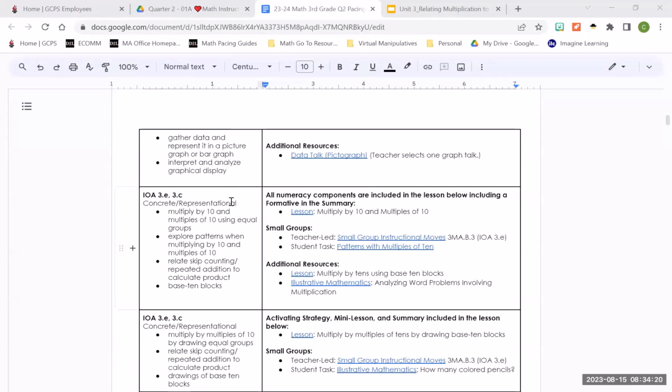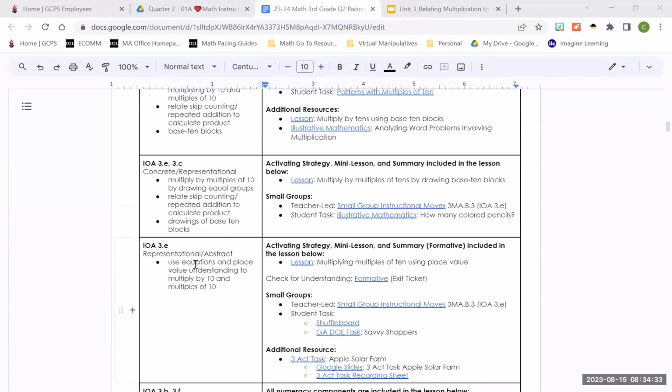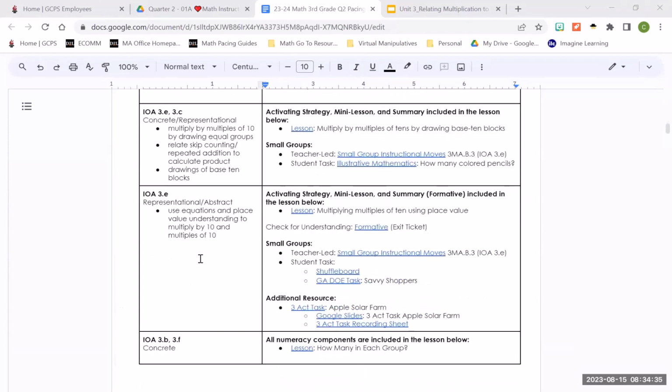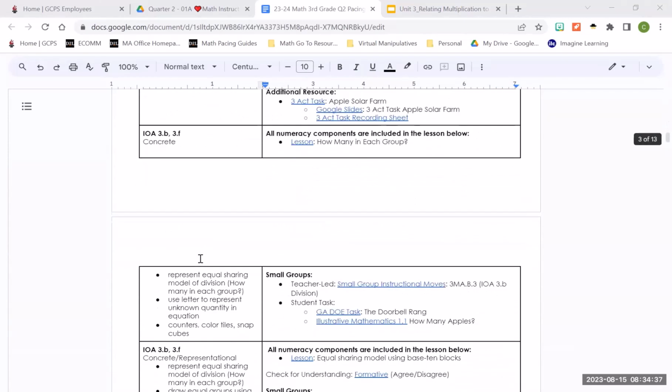Here on the pacing guide, we revisit multiplication, where students learn to multiply one-digit numbers by multiples of 10, ranging from 10 to 90. The majority of instructional time will be spent on division. We are suggesting about 8 days of instruction for IOAs 3B and 3F.